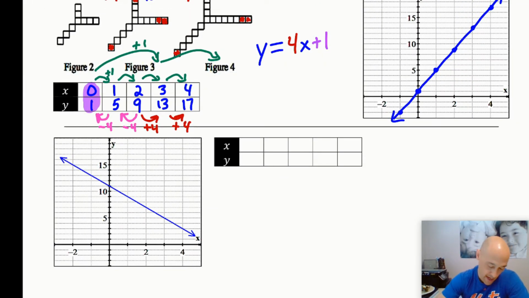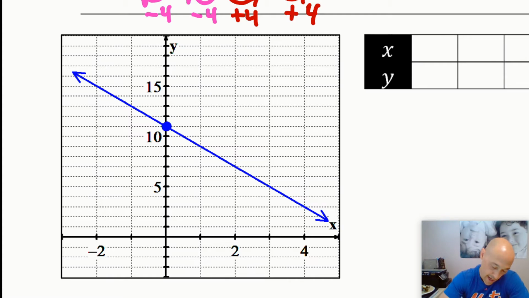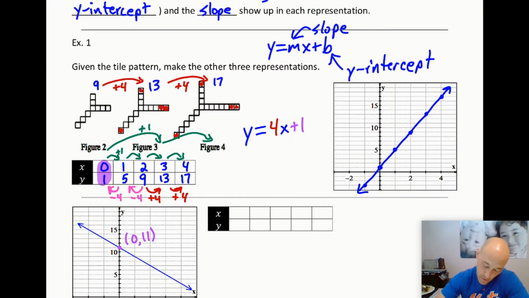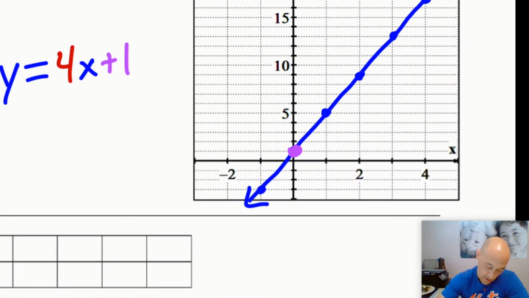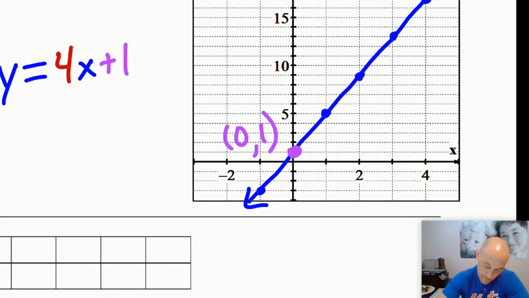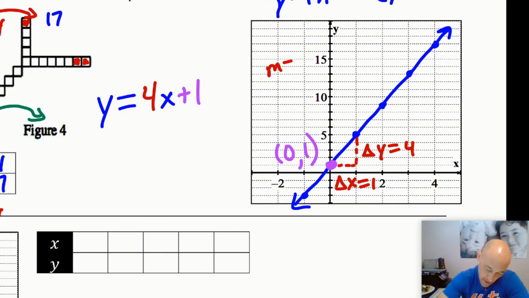So the next one. Here we have a graph. And it's nice to put these on. So there's our y-intercept. It's the point (0, 1). Oh, I should mark that up here too. Right here. Here's our y-intercept, (0, 1). And our slope, in between any 2 points, our delta x is equal to 1, our delta y equals 4. And remember that slope is delta y over delta x, which is 4 over 1, which is 4.